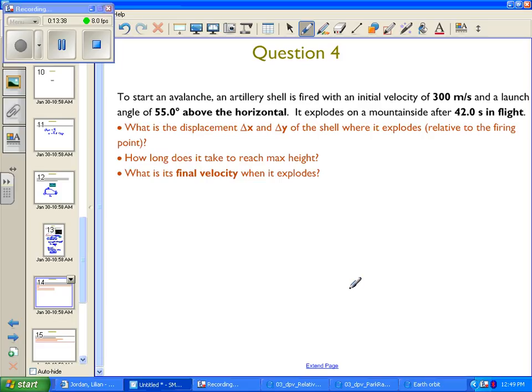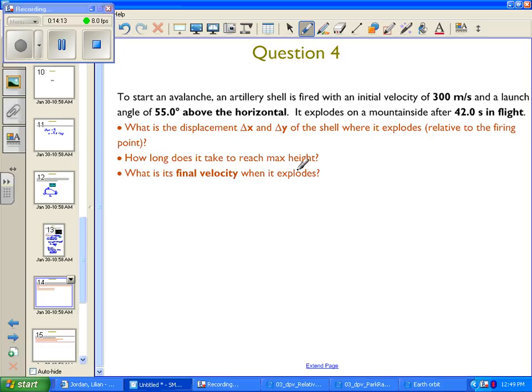Here we are told that to start an avalanche, an artillery shell is fired with an initial velocity of 300 meters per second and a launch angle of 55 degrees above the horizontal. We are told it explodes on a mountainside 42 seconds in flight, and we're asked to determine the displacements of the shell, both in x and y, how long it takes for the shell to reach maximum height, and the final velocity of the shell as it explodes.